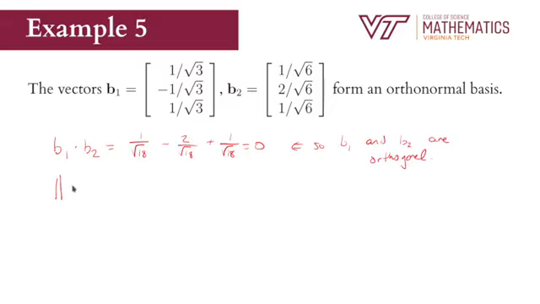But the magnitude of B1 is the square root of, then we square all these coordinates, we're going to get 1/3 plus 1/3 plus 1/3. And that means that's just the square root of 1. And so B1 is a unit vector.